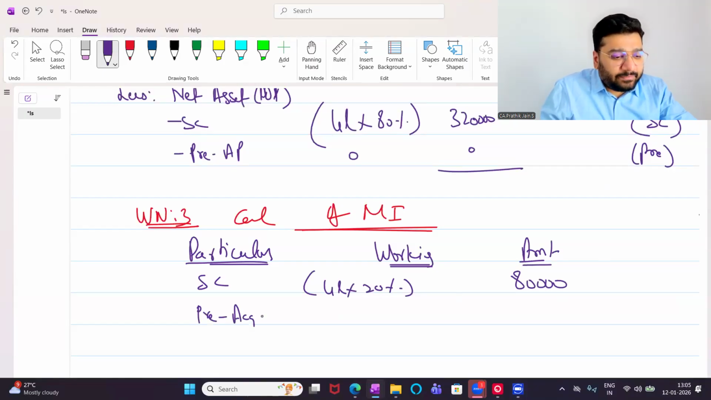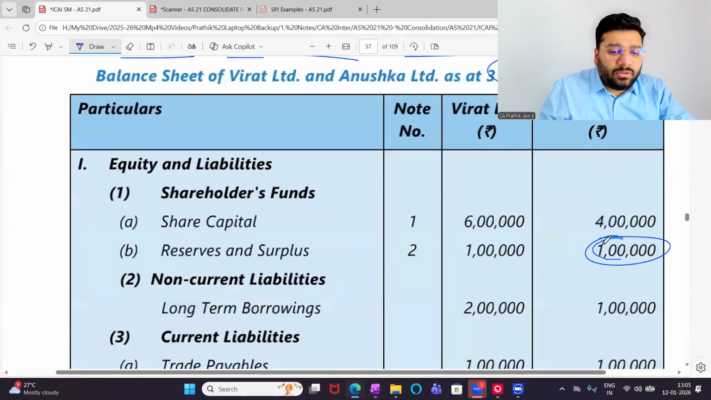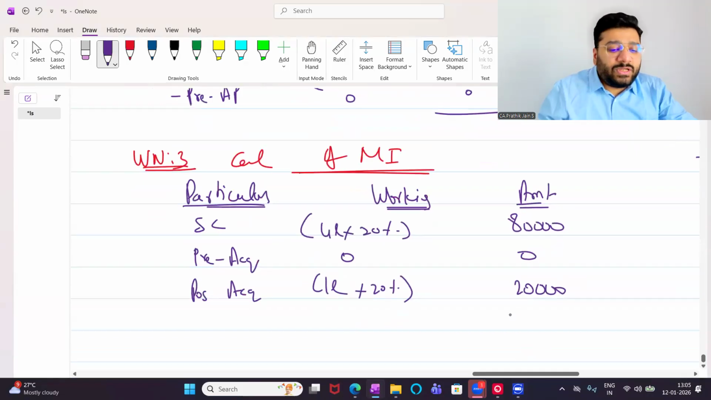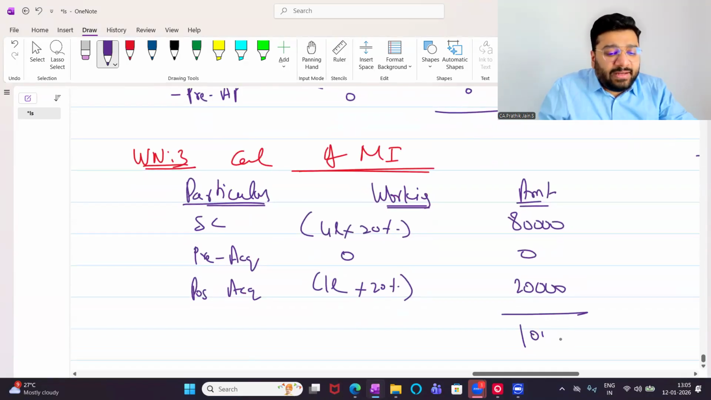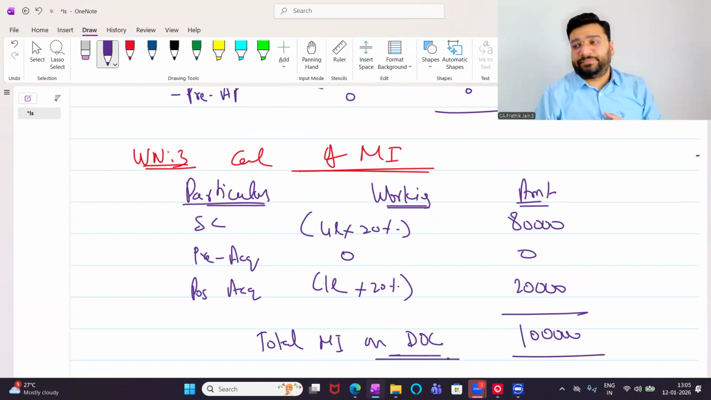Pre-acquisition profit is not there, so 0. Post-acquisition is how much? 1 lakh into 20%. Am I right? All profit belongs to, 1 lakh ka 20% belongs to minority. So 20,000 it is. So what is minority interest now? 1 lakh rupees. This is total minority interest on the date of consolidation.